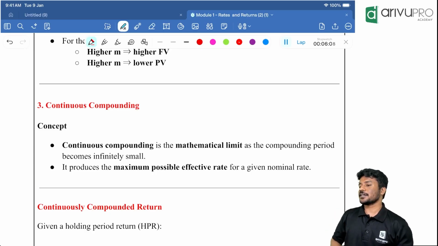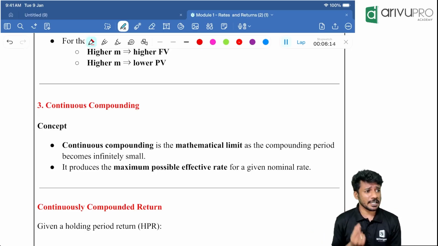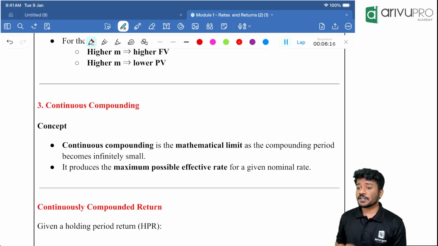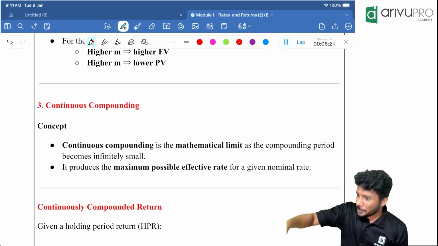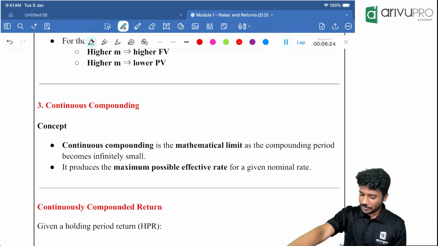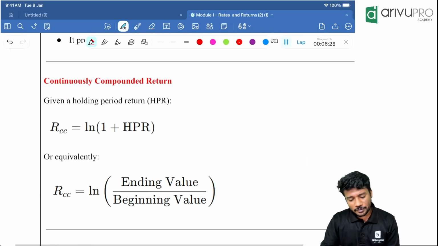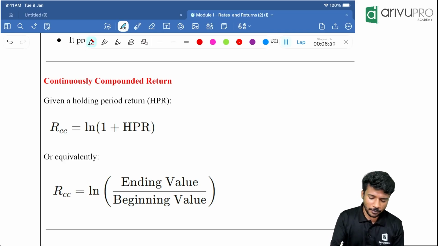Similarly, continuous compounding means it will get compounded infinitely small. Even if I say seconds, that is also wrong. If I say milliseconds, that is also wrong. It will go to infinitesimally small units with respect to time. That is continuous compounding. Now, we have a formula for solving questions based on continuous compounding.